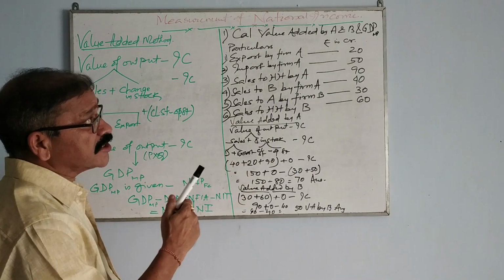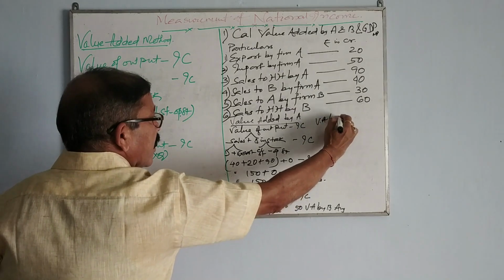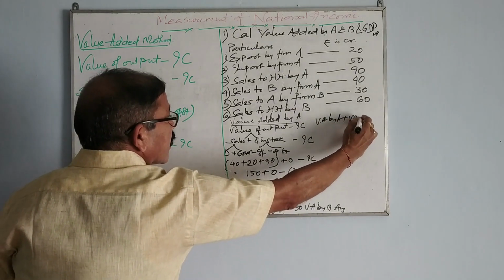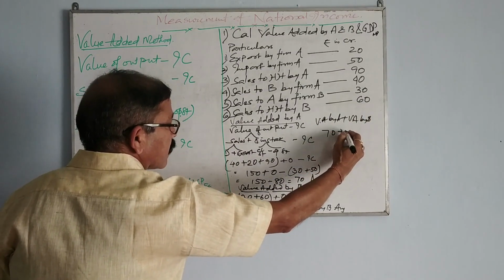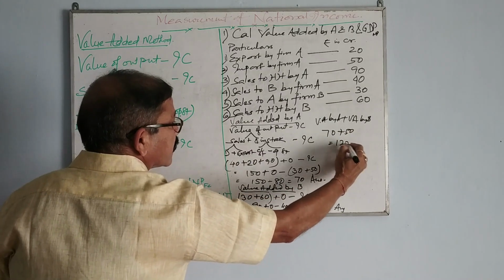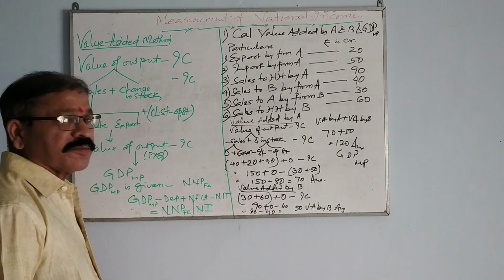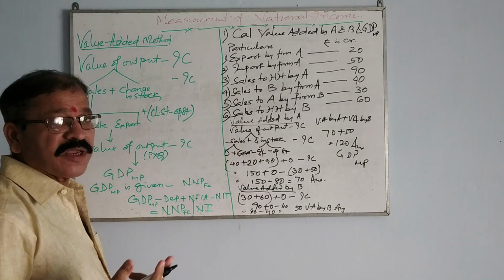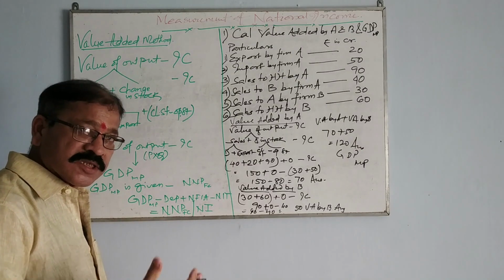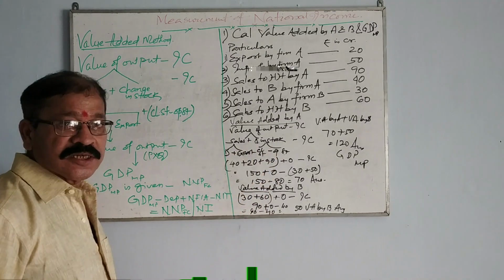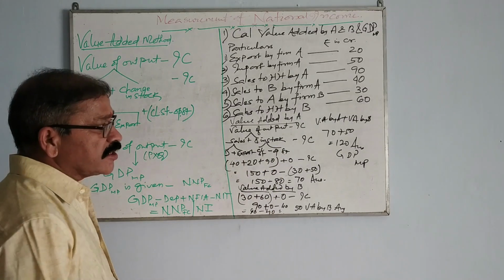Then second question is GDP-NP. What is GDP-NP? Simple, value added by A plus value added by B. That means 70 plus 50, 120 is your GDP-NP. That means there are two firms, firm A and B. If you add both GDPs, then you will get total GDP of that particular country or that particular region, and that becomes 120 is your answer.